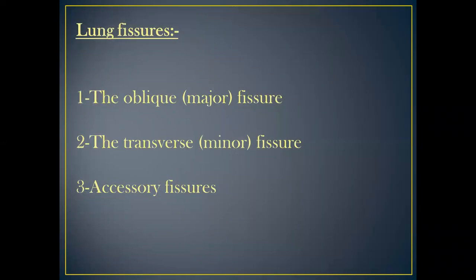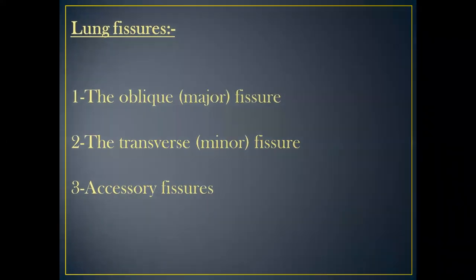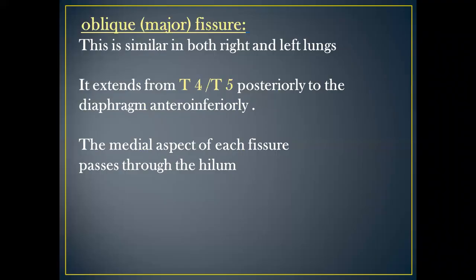Lung fissures. We have 3 fissures: the major, which is called the oblique fissure, the minor, which is called the transverse fissure, and accessory fissures. The oblique or major fissure is similar on both sides. It extends from the level of T4-5 posteriorly to the diaphragm anterior-inferiorly. The medial aspect of each fissure passes through the hilum.